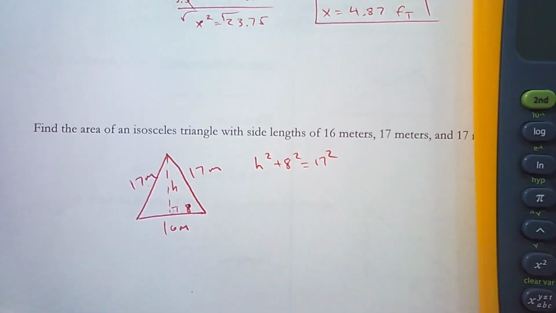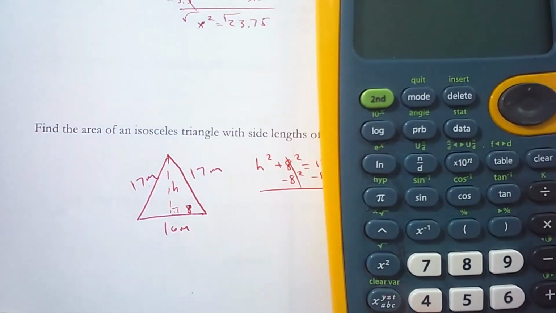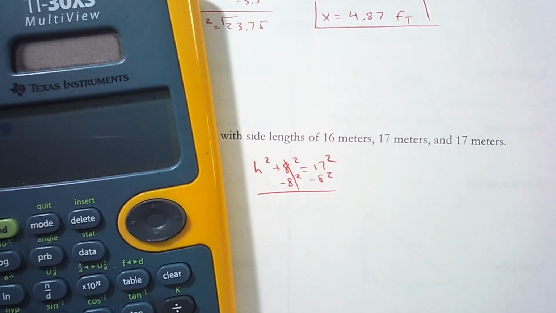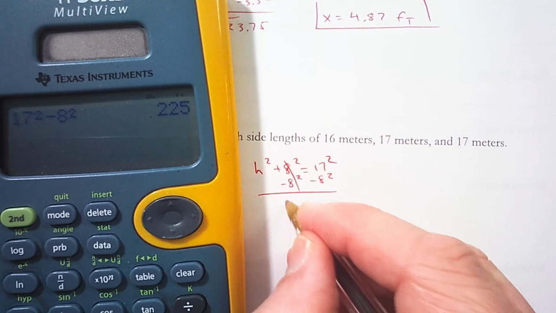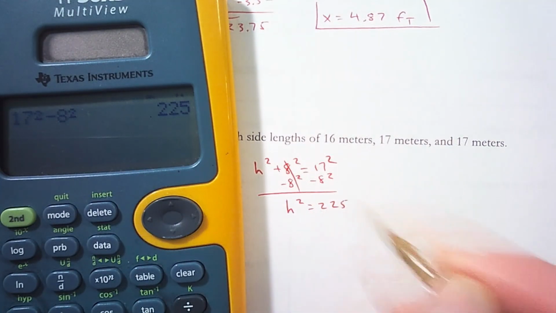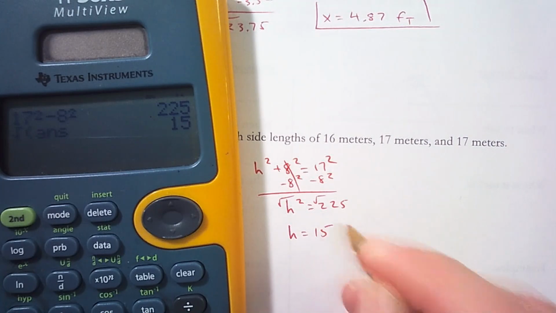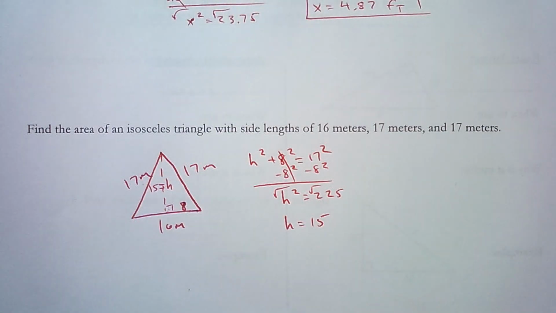Okay, so let's do minus 8 squared on both sides. So I have 17 squared minus 8 squared, and that is 225. So h squared is 225. And we'll take the square root of both sides. So the square root of 225 is 15. So the height of this triangle is 15.